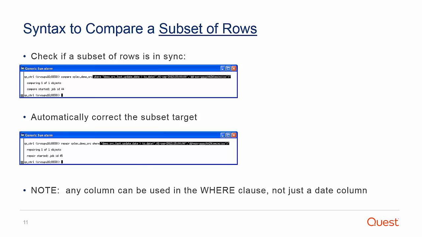Let's run such a compare now. Compare source_schema_name.source_table_name where source_table_name.source_column_name is greater than, and specify your WHERE clause. Notice that here we use the to_date function. This is important. Unlike Oracle, SharePlex does not do implicit date conversions. In this example, we use a date column, but any column can be used in the WHERE clause. The repair can be used with the WHERE clause as well.